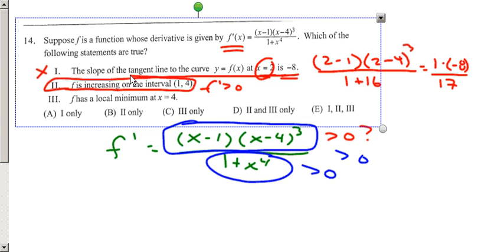And what we can do really easily is notice that this is a 4th degree, because we've got x to the 1 and then x cubed, so it's a 4th degree with zeros at 1 and 4, and the leading coefficient is positive, so it's going to have to look something like that.